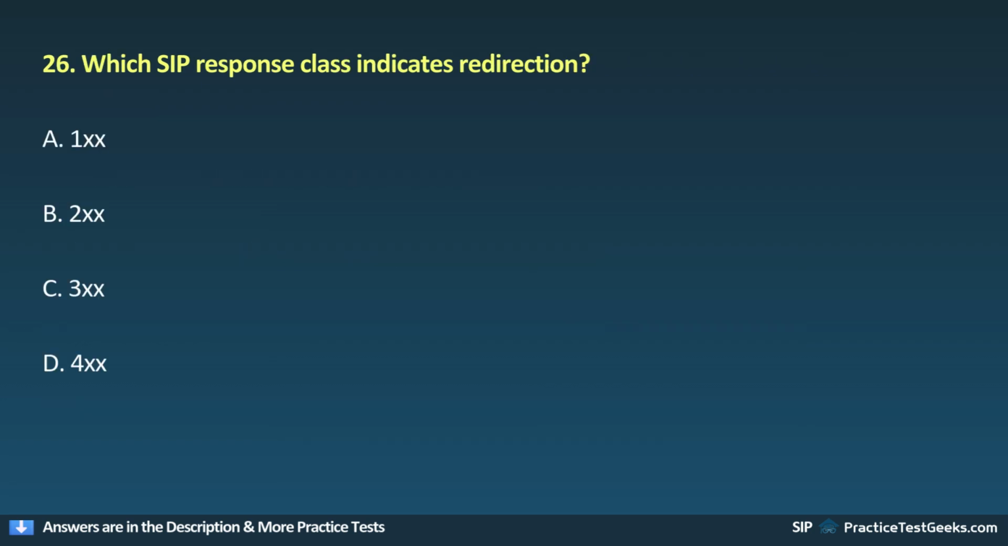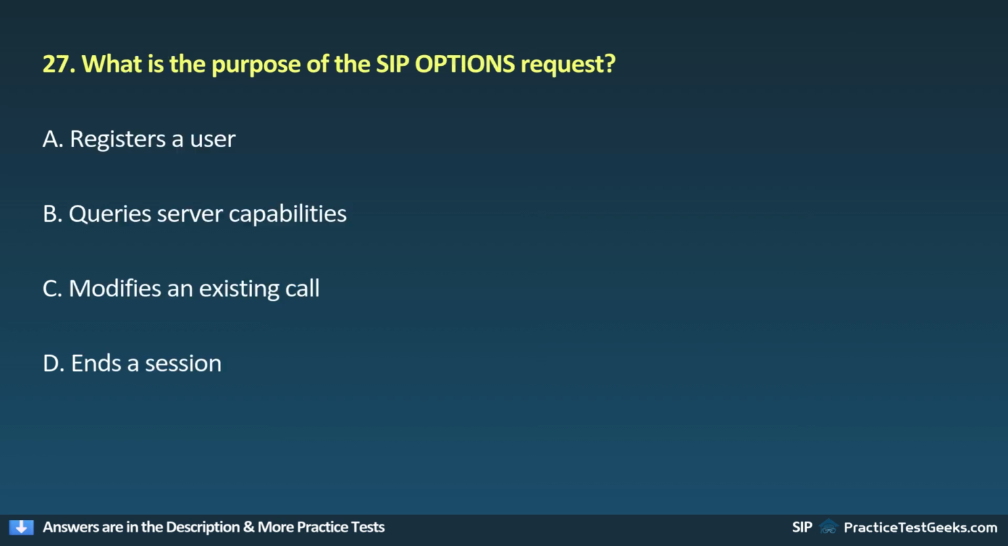26. Which SIP response class indicates redirection? A. 1XX. B. 2XX. C. 3XX. D. 4XX.